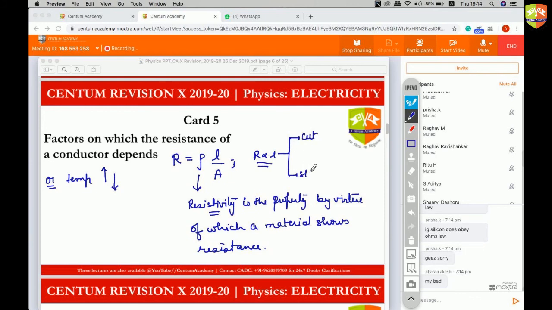Now, based on this, there are going to be questions. Sir, is silicon a non-ohmic conductor? Silicon is a semiconductor, hence a non-ohmic conductor. Good. Now, for variation of resistance, there are questions on two models: cutting a wire, and stretching or compressing it.